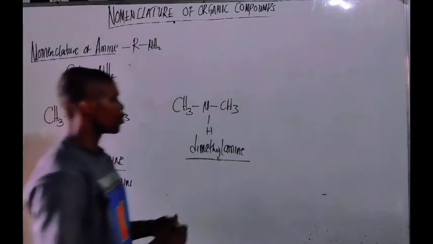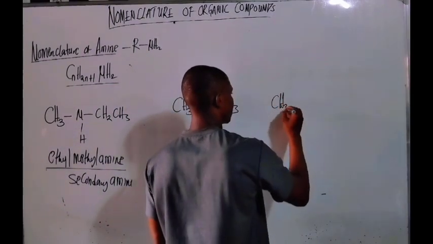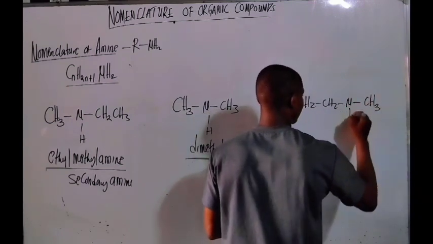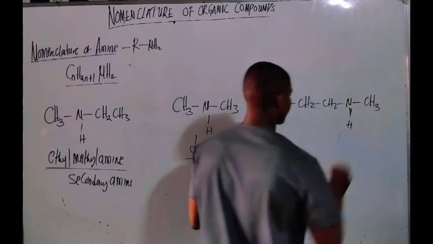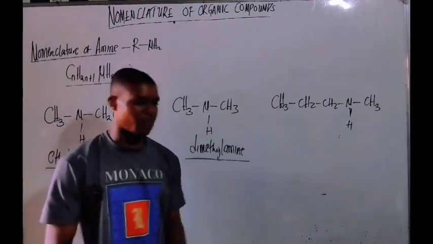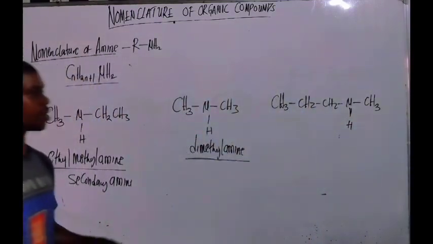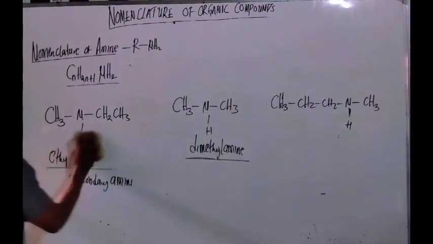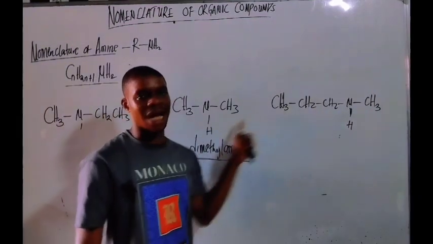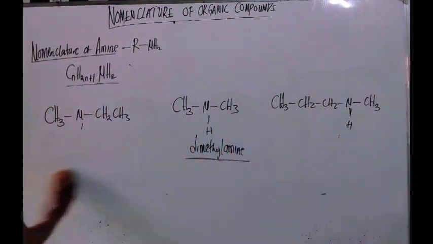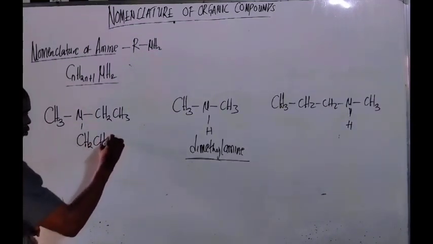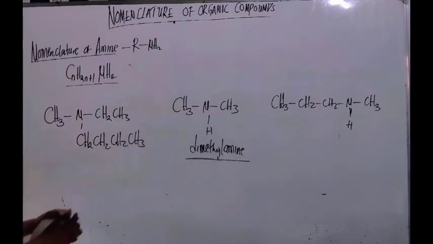It's not difficult. So what about if I have something like this? CH3, CH2, CH2, nitrogen, CH3. Here we have hydrogen. You drop the name of this one in the comment section. Remember that was a secondary amine. Do you understand? What about now something like this? CH2, CH2, CH2, CH3. What will be the name of this one here?